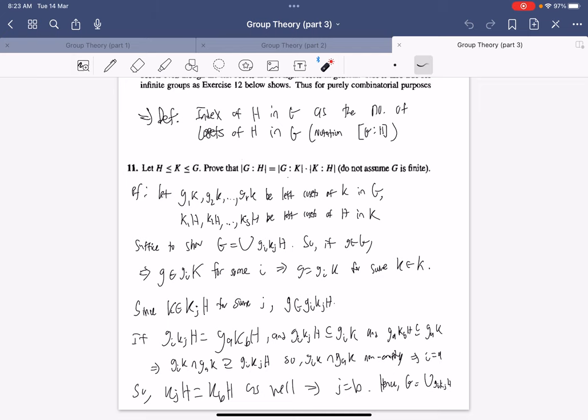And because G is just the union of these cosets, you can just take the number of cosets, which is the index of K in G times the index of H in K, and so you'll be done.